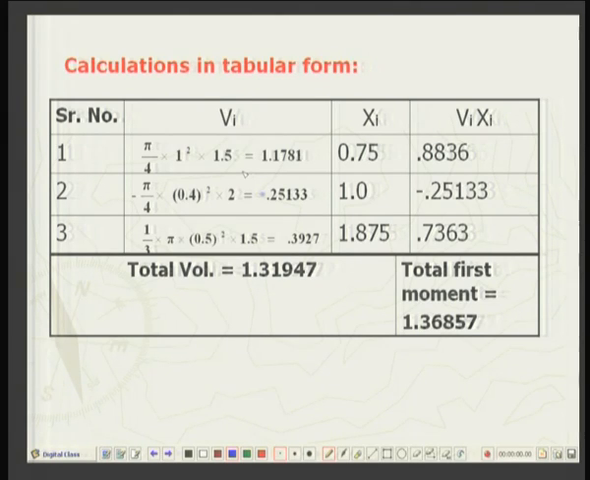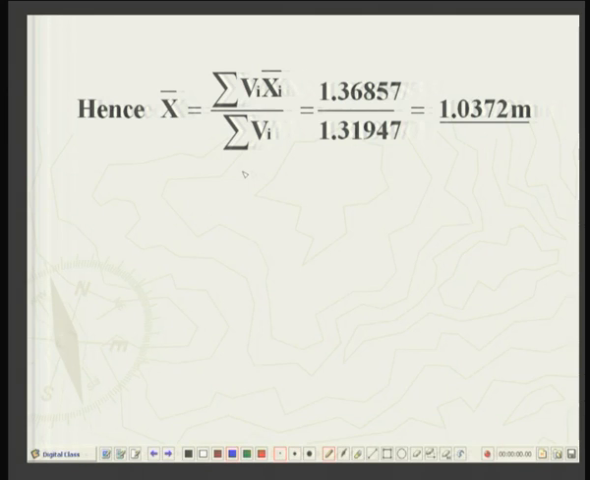Okay. So total volume, and total first moment, that is you add up this column, so you get these values, and finally we get the x coordinate of the centroid of this composite figure as the first volume moments divided by the total volume, and it will come out to be 1.0372 meters. So you have seen how we can in a systematic manner calculate various centroids. That was for the 3-dimensional case.